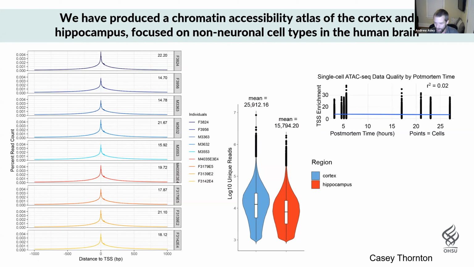It's not the same when it comes to RNA. That tends to drop off with postmortem interval a lot quicker, but at least with ATAC, we're able to actually preserve that using the methods that we have to preserve these tissues. As far as unique reads per cell, we got a decent amount, between 25 and about 16,000 for the 2 different regions as the median or mean.